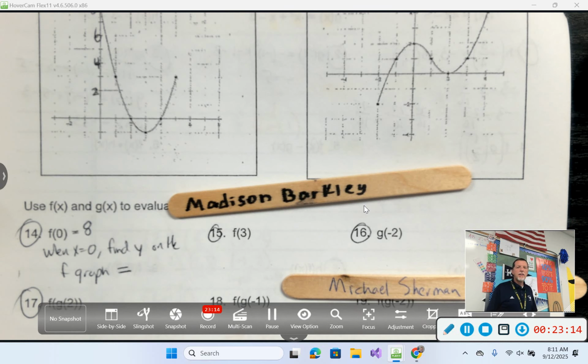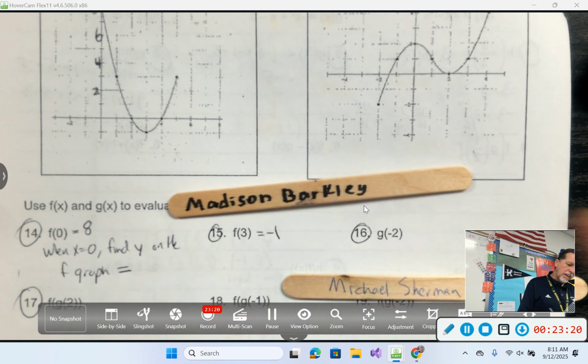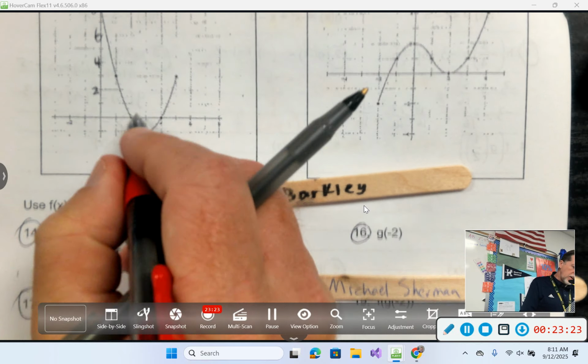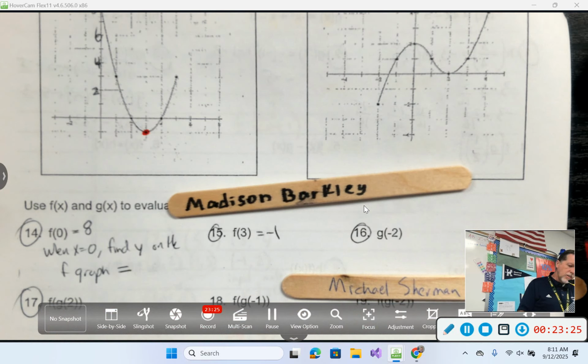So, Madison 15, Michael 16. Madison, f of 3? I think it is negative 1. X is 3. Y is negative 1. So f of 3 is negative 1.